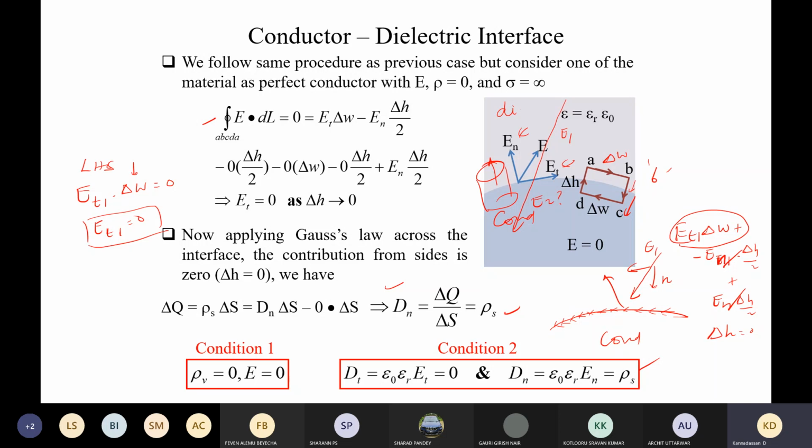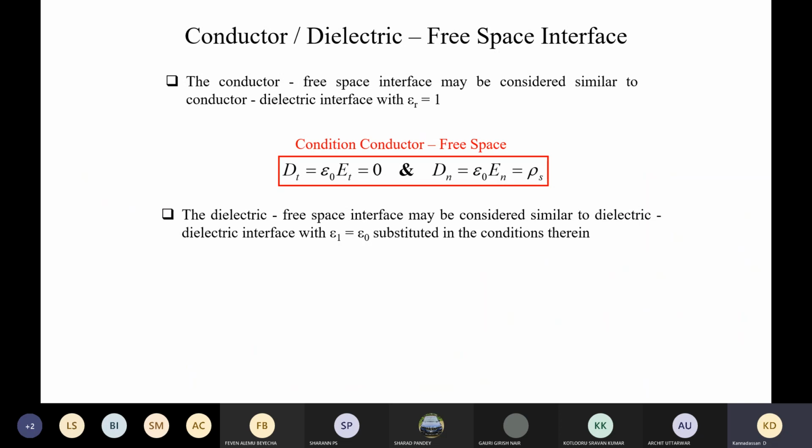conductor-dielectric interface. The same theory can be applied for the other case, that is the free space case. So if we place the conductor or dielectric with respect to free space, you will get the second medium, that is epsilon R2 equal to 1. And by doing that, you will get very similar behavior, and the boundary conditions will come.